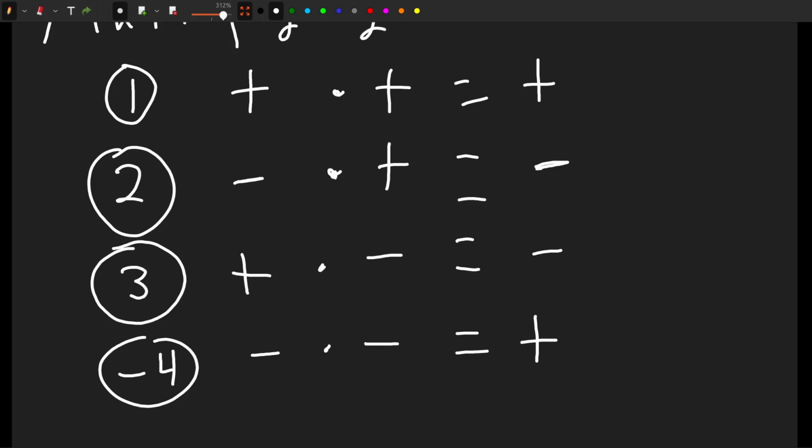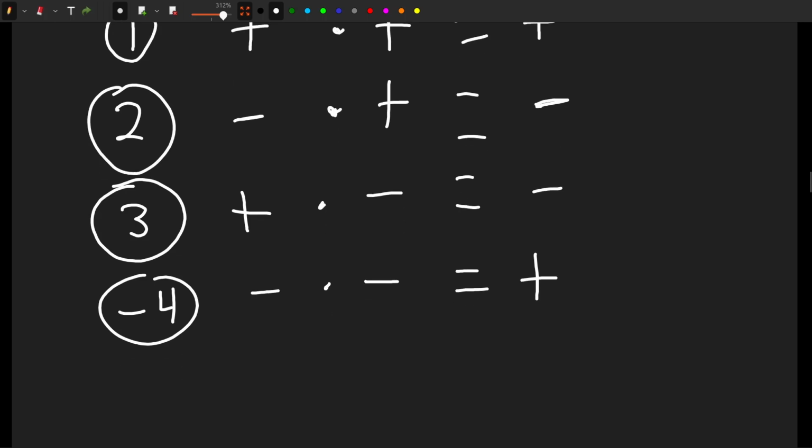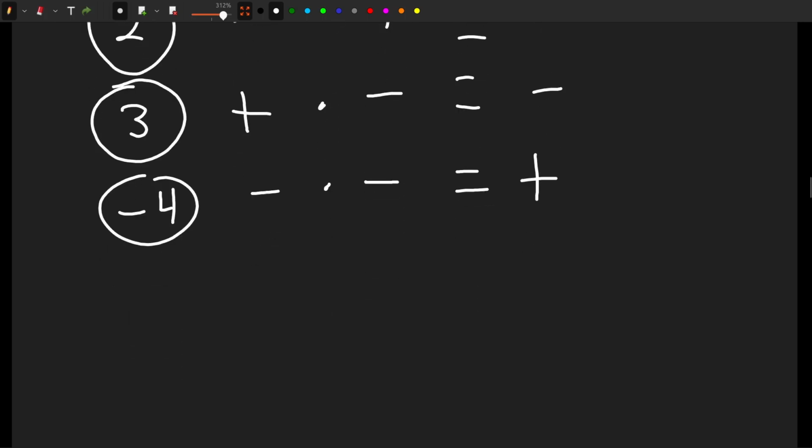As long as we remember these 4 rules here, we can do multiplication. So I suggest you write them down on a sheet of paper, or maybe in an index card or somewhere in your notes. And then from there, you should be able to multiply any 2 integers together, or really any 2 numbers together, regardless of their sign. But we'll have a few examples here.